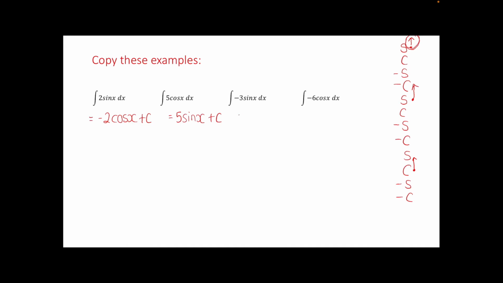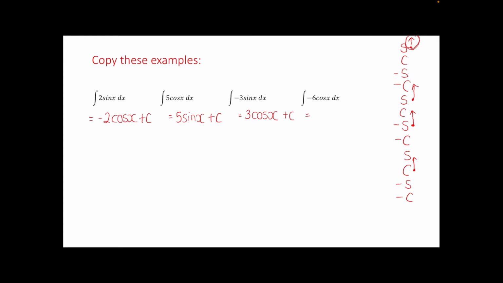Next one, we've got negative 3 sin x dx. For this one, rather than looking for sin x, we are looking for a negative sine. Over here, I've got a negative sine. If I integrate, I go up the way, I increase. Negative sine becomes positive cos. So negative 3 sin x would integrate to positive 3 cos x. Then remember your constant of integration at the end.